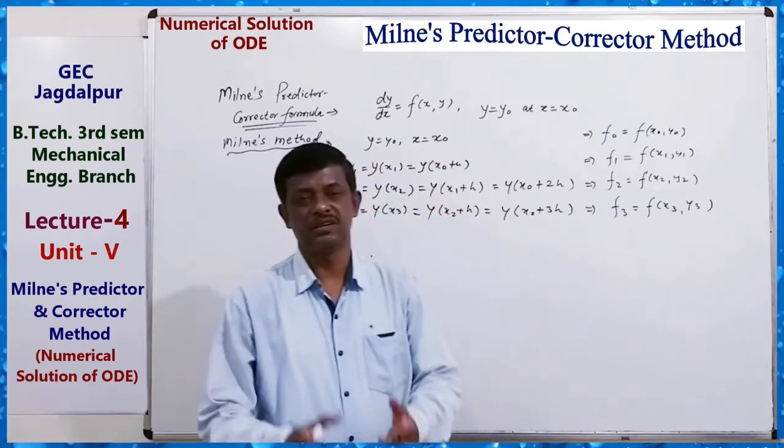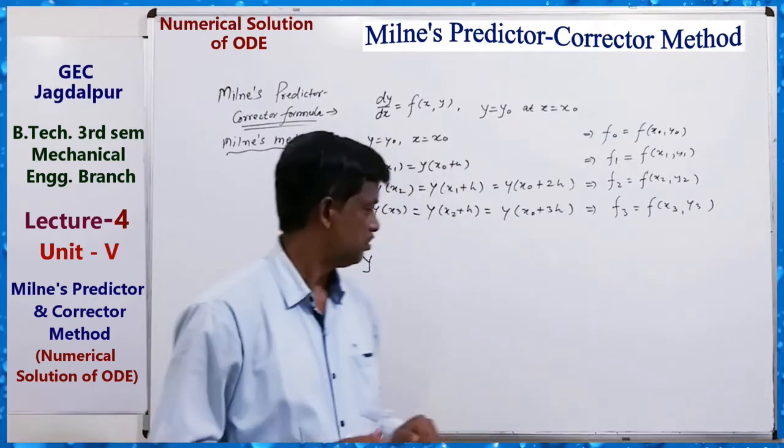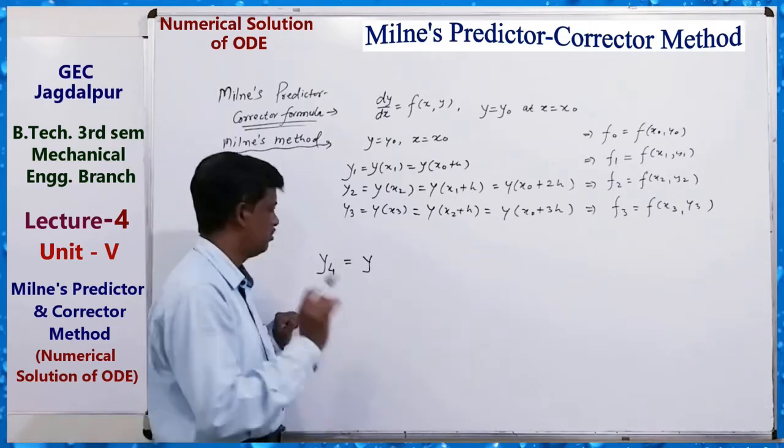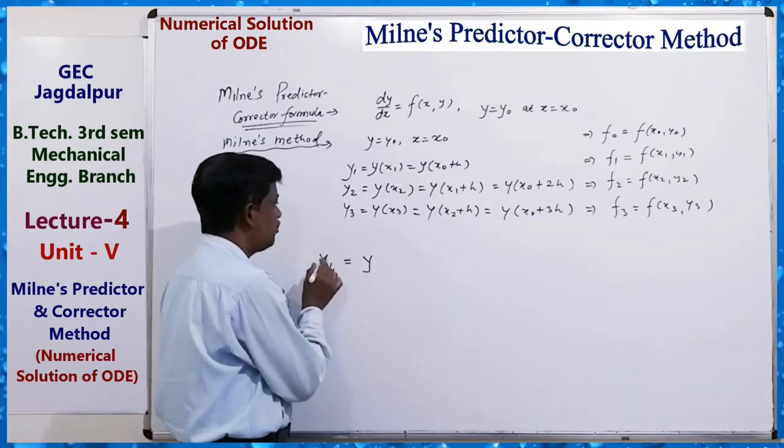Okay, so let us remember the formula. How can we get the formula? Just see here, very briefly. How do we get y4?